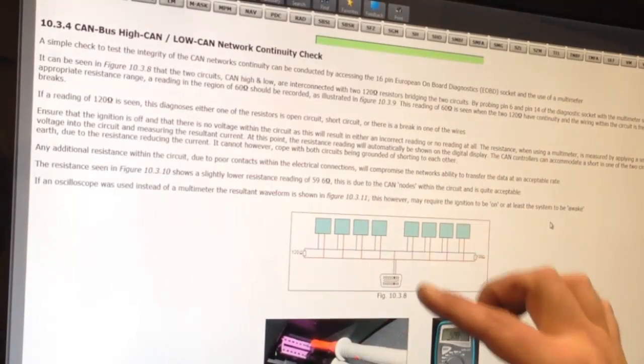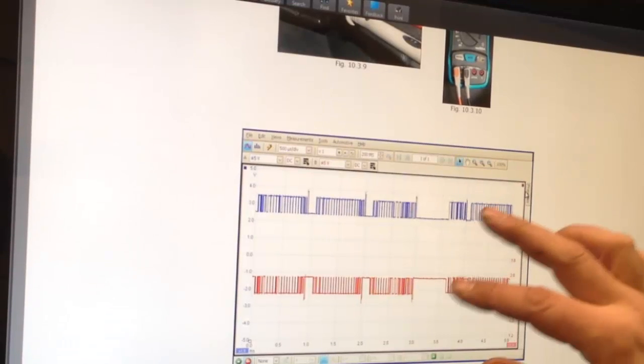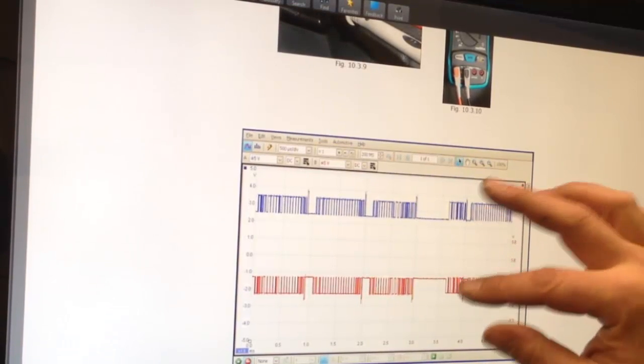This is looking at continuity check. And we've got some comparative waveforms. So in terms of looking at waveforms that we were looking at earlier on, here we can see a known good CAN waveform. So that information's within the Diagnostic Assistant software.